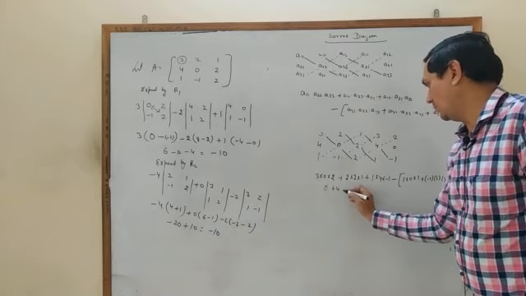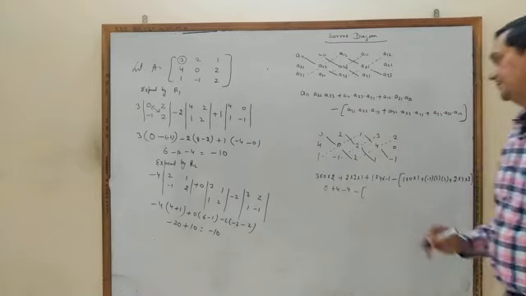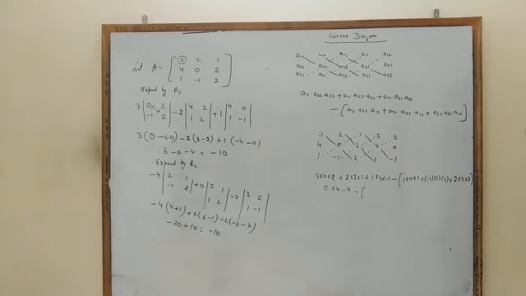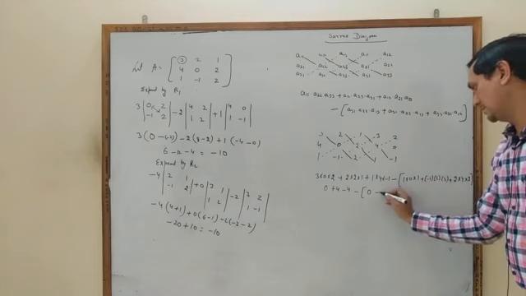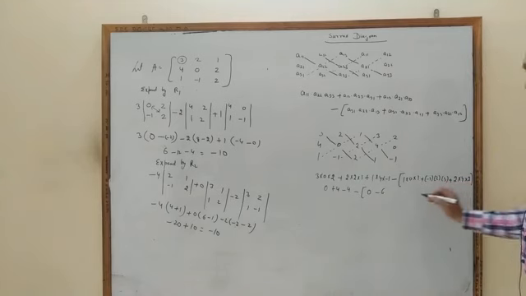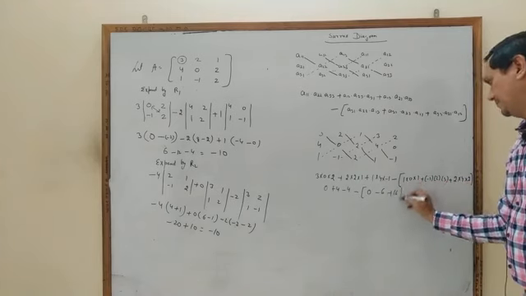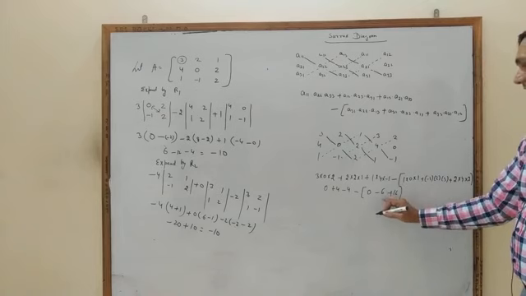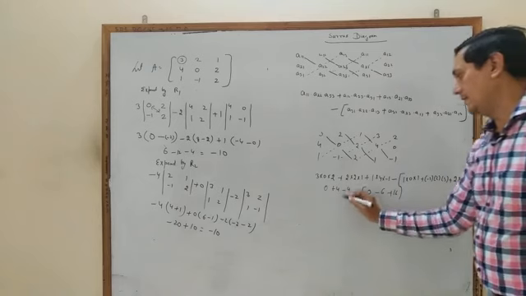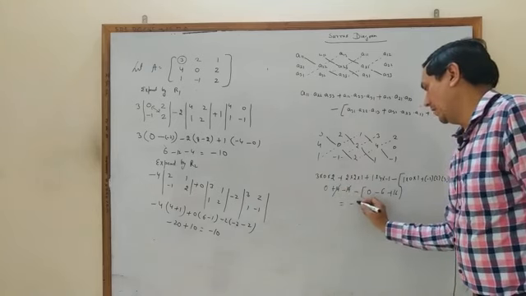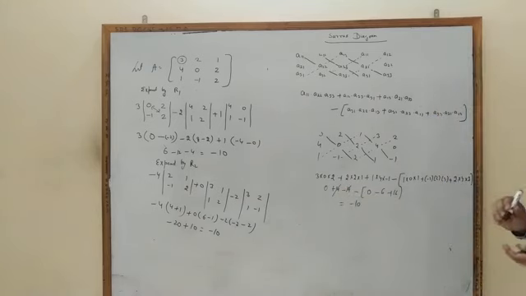0 plus 4 minus 4, 0, minus 6, plus 16. 16 minus 6 results in 10. We have a negative sign before the bracket. 4 cancelled with 4 and the answer is minus 10.